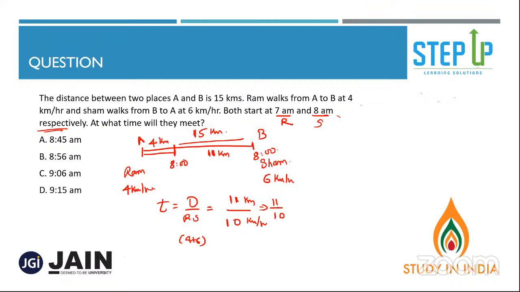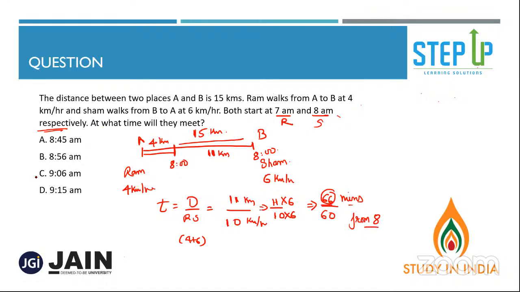Convert it into minutes. What I'll do here is to make my calculation simpler. I need to calculate 1.1 hours from 8 o'clock. So instead of calculating in hours, I'll calculate in minutes. So 10 into 6, sorry, I want the denominator as 60. So this will be 66. So 66 minutes from 8 o'clock.